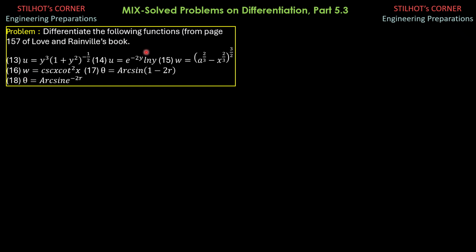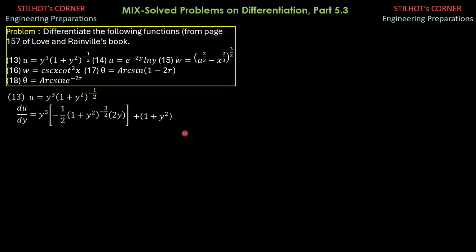So differentiate the following functions. These functions are taken from the book on page 157 of Love and Rainville. So u equals y cubed quantity 1 plus y squared to the negative 1 half. So this is derivative of product. So du dy is equal to y cubed first. Derivative of second is by power formula negative 1 half quantity 1 plus y squared to the negative 3 halves times 2y. Derivative of y squared is 2y, of course. Plus second, 1 plus y squared raised to negative 1 half. Derivative of y cubed is 3y squared.